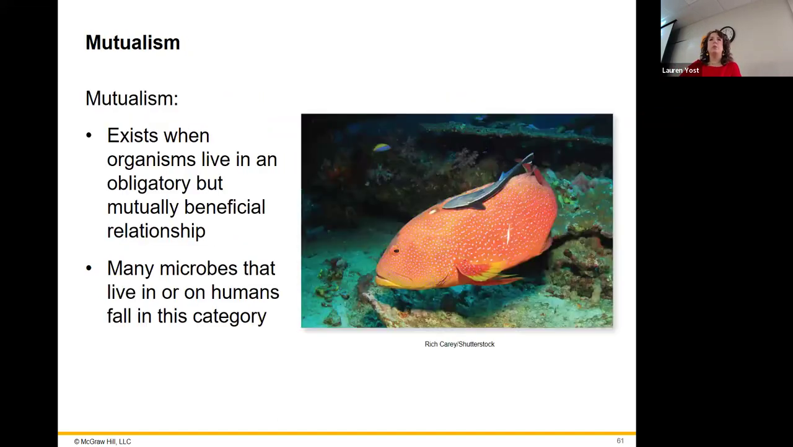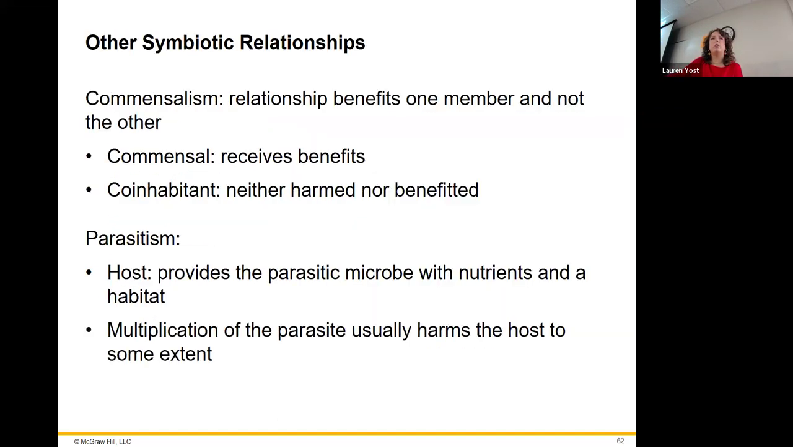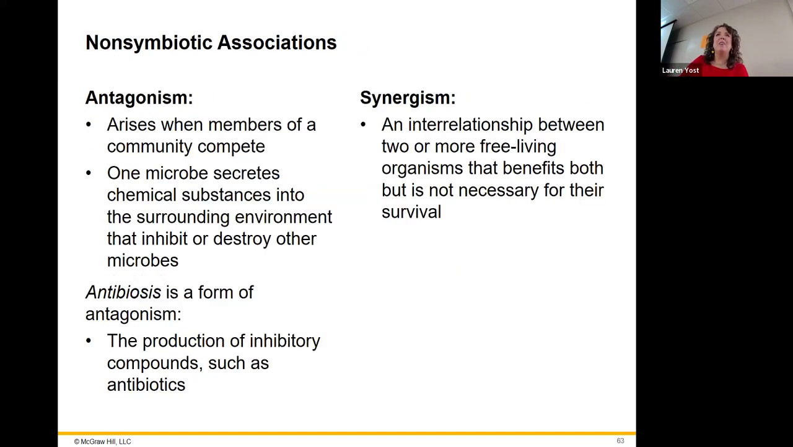I'm not going to go through these because we already talked about these. I don't need to know any more than what I said. With commensalism, the commensal is the one receiving the benefits and the cohabitant is just cohabiting with the commensal. So we already kind of know that.